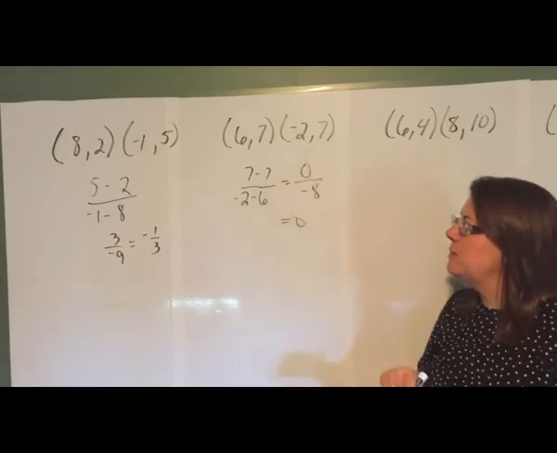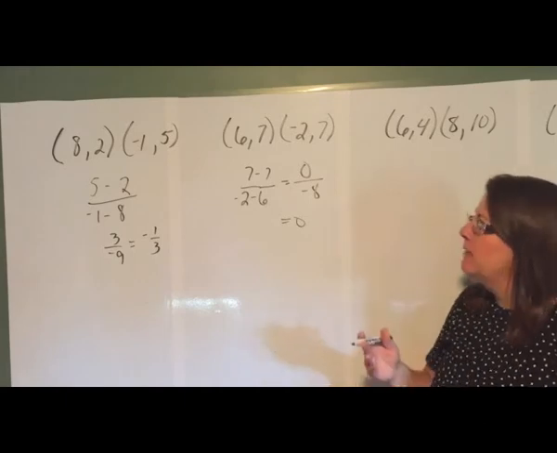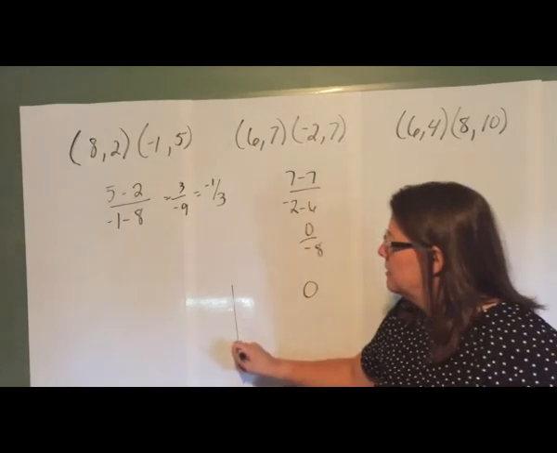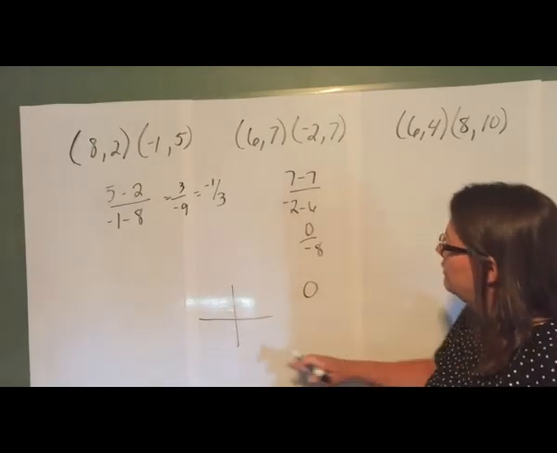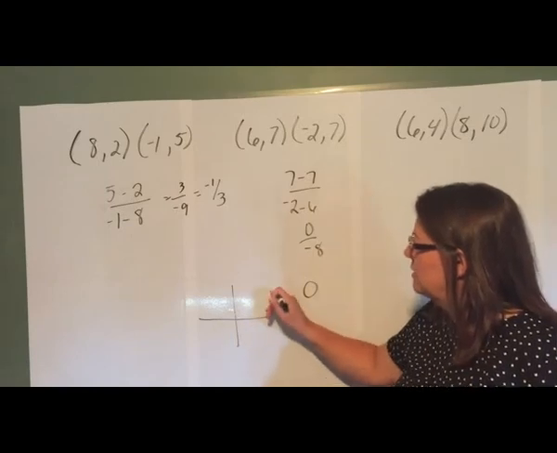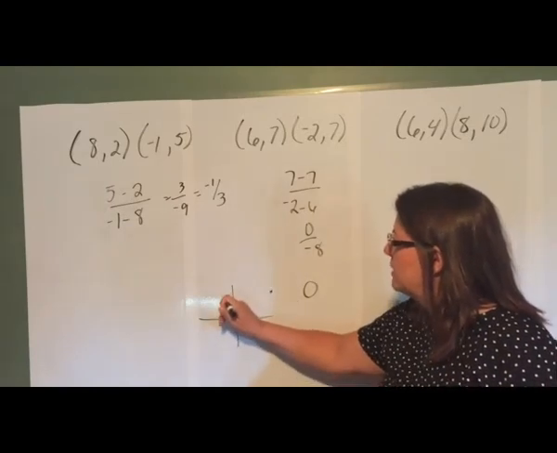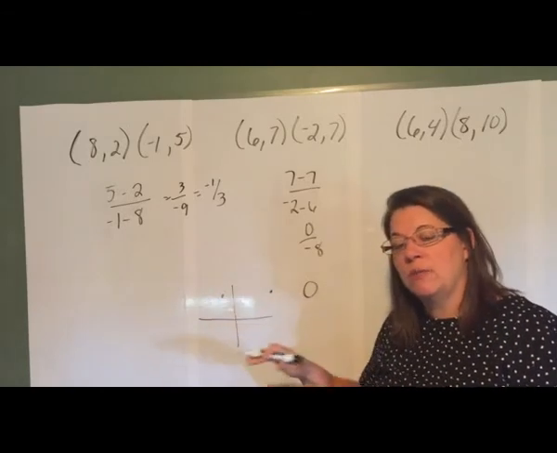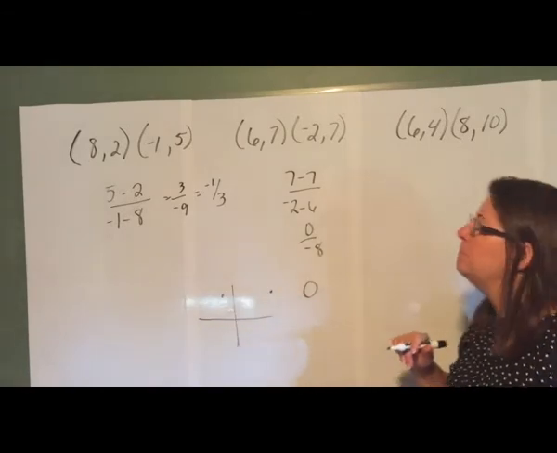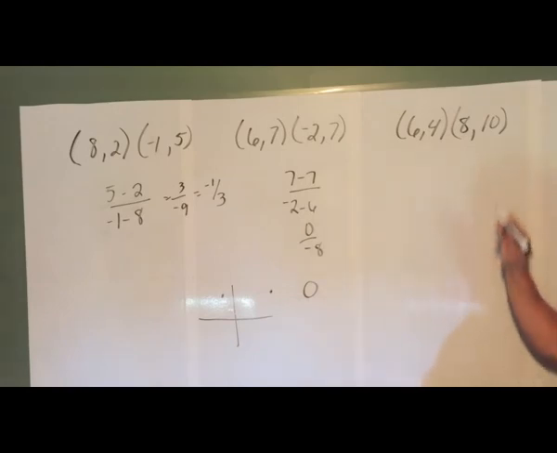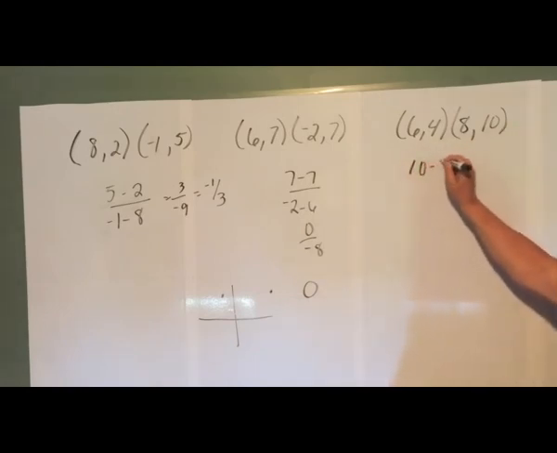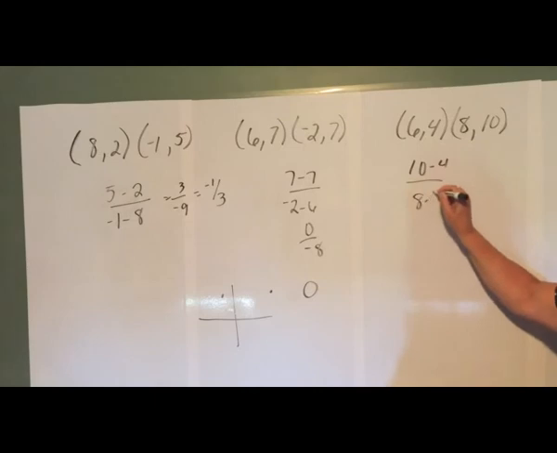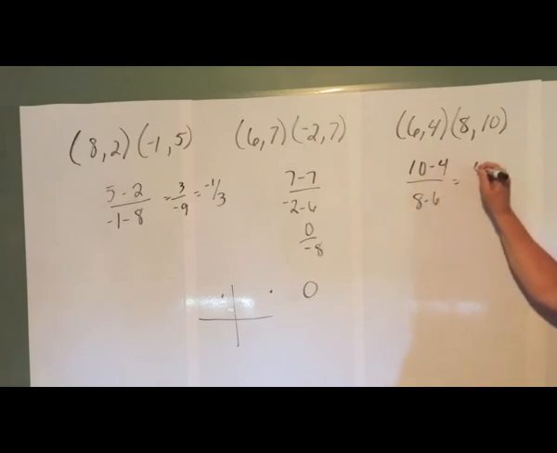So that, in fact, would be a horizontal line. And if we graph that, if I just do a little quick graph here, if I go right 6 up 7 and left 2 up 7, if you think about that, those 2 points are going to be horizontal to each other because we went up the same amount. And then in the last one, 10 minus 4 over 8 minus 6 would give us 6 over 2 or 3.